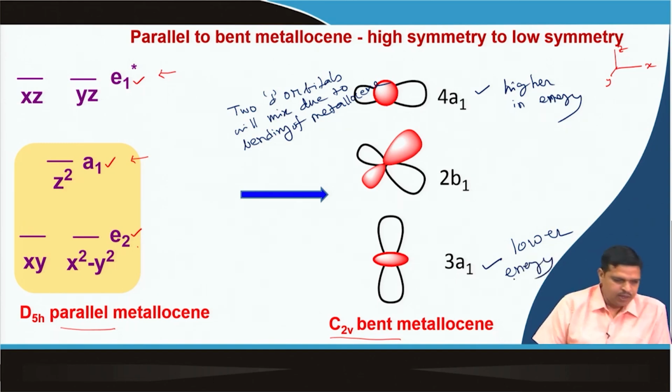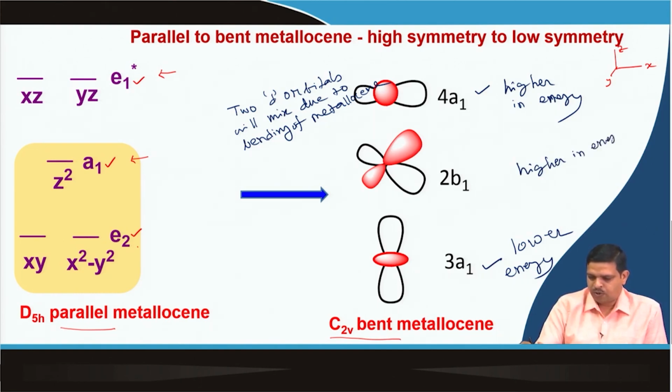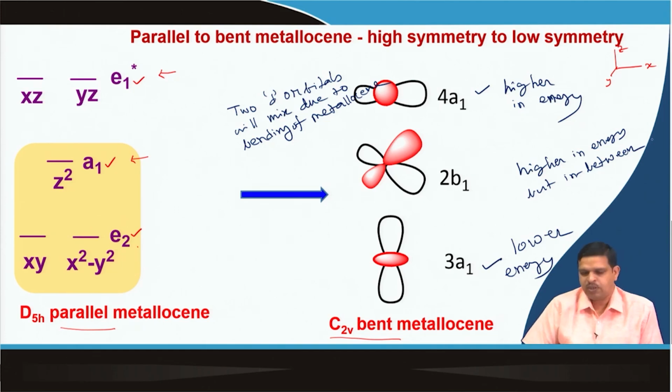Okay. And the third orbital, that is one component of the E2, will also be higher in energy, but it will be in between 4A1 and 3A1, but in between. I am discussing this very qualitatively.